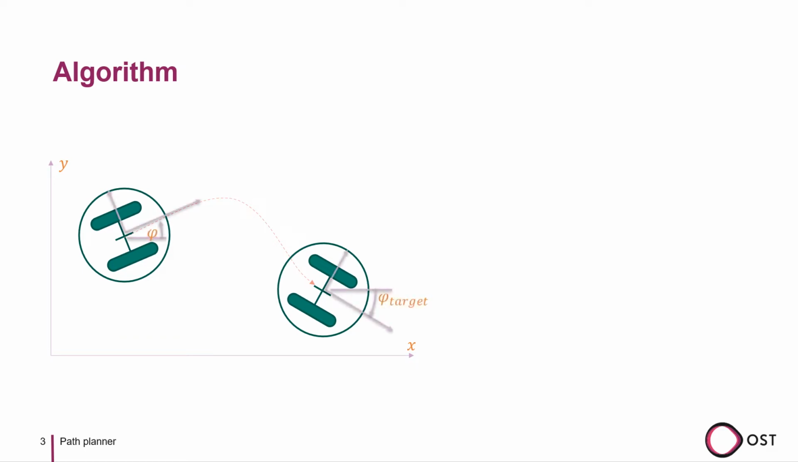For this algorithm, we need to know the coordinates x and y of the robot's current and target position and the current and target orientation phi. The current position and orientation can be calculated using robot kinematics and odometry, which we covered in another video. For our path planning algorithm, we need to calculate three values.